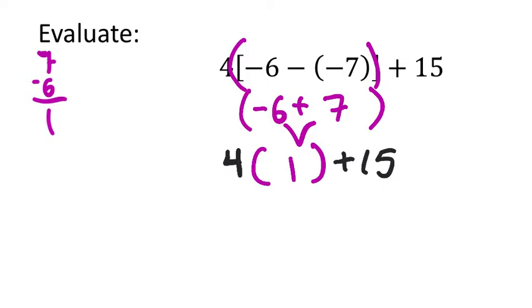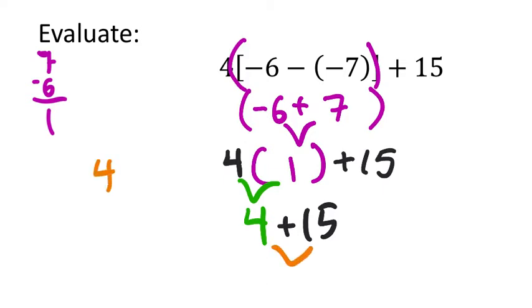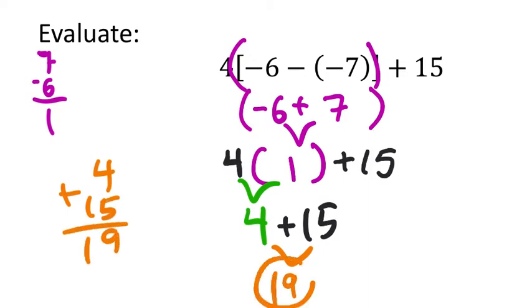I don't see any exponents, so I'm looking at multiplication here. There's no division, but 4 times 1, anything times 1 is itself, is 4, and then 4 plus 15 gives me my final answer. Just one final operation, 4 plus 15, which is 19. Right there. So 19 is our final answer for this problem.